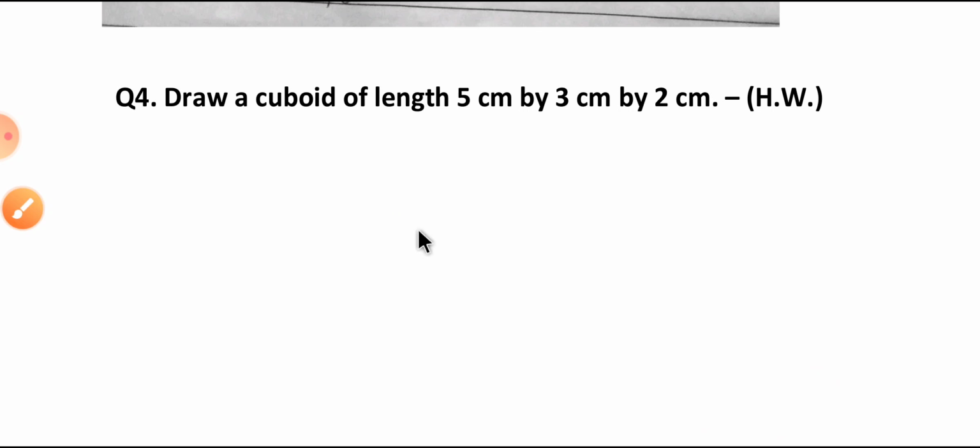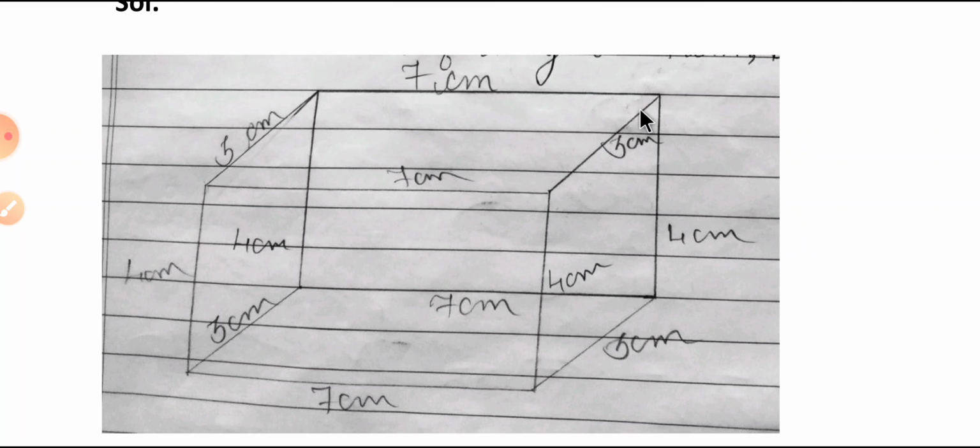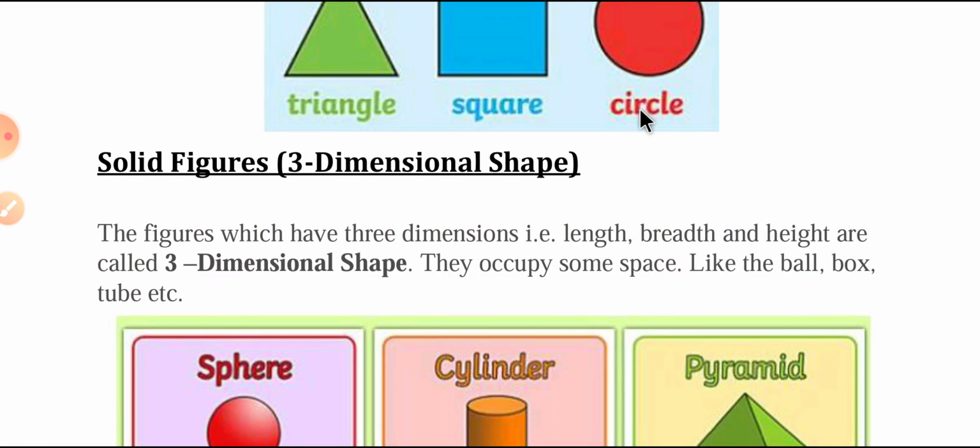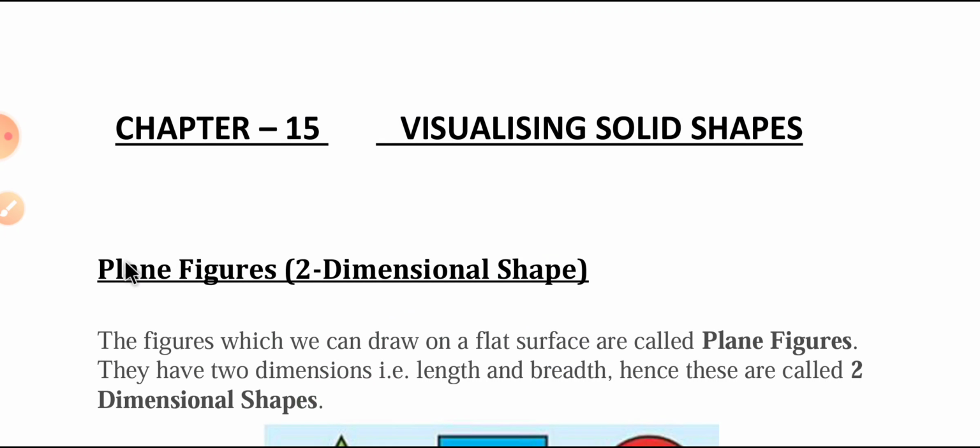And the same for question number 4. You have to draw a cuboid of 5, 3 and 2 centimeter, where 5 is length, breadth is 3 and height is 2 centimeter. It's the same as question number 3. So in this chapter what have we learned? What the faces, edges and vertices of different 3-dimensional shapes are. So we have completed our chapter now.